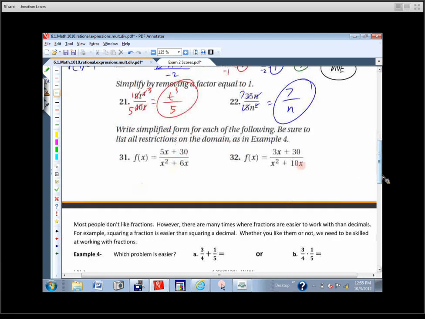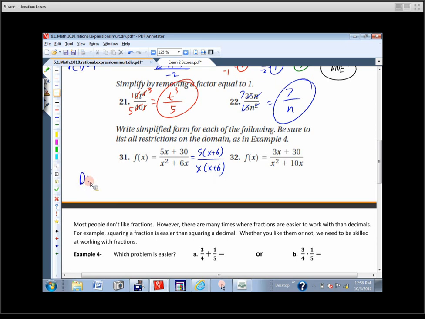Okay, so let's take a look at the next one. It says, write each in simplified form. Be sure to list all restrictions in the domain. So if we were going to do this problem right here, look at this as simplification. So the first thing we're going to do is figure out what factors we have. So we have 5 and x plus 6. We have x and x plus 6. Stop right there. We factored everything. Now do the domain.